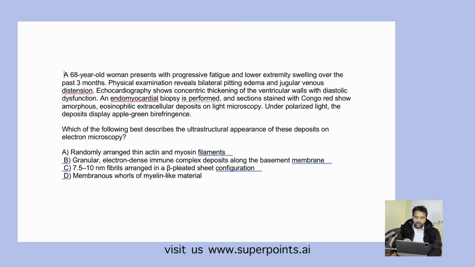An endomyocardial biopsy is performed and sections stained with Congo red show amorphous eosinophilic extracellular deposits on light microscopy. Under polarized light, the deposits display apple green birefringence. Which of the following best describes the ultrastructural appearance of these deposits on electron microscopy?